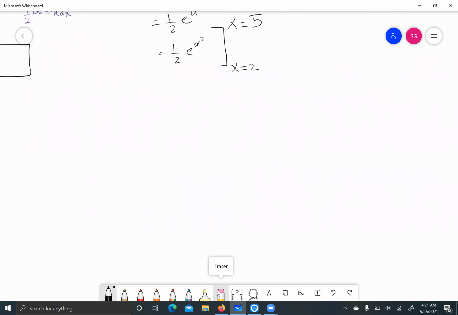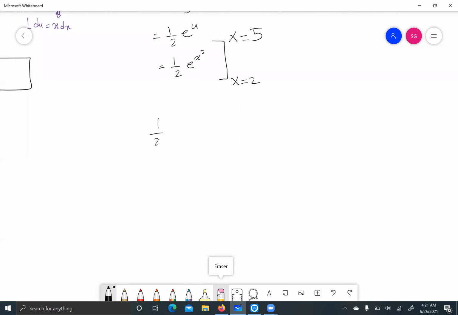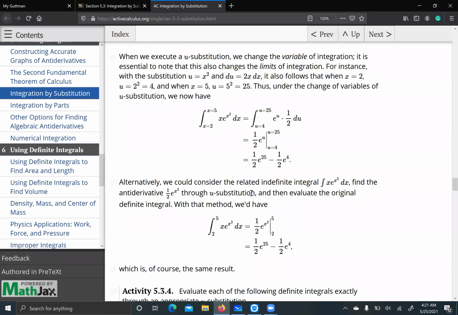So this is gonna be half of e to the 5 squared minus half of e to the 2 squared. So it's going to be half of e to the 25 minus half of e to the 4. If you want, you can also use a calculator to simplify it.